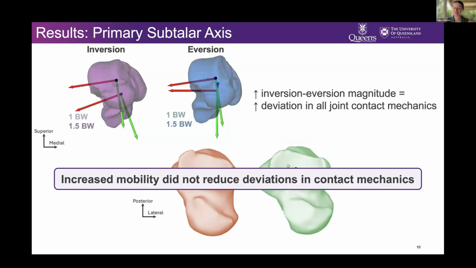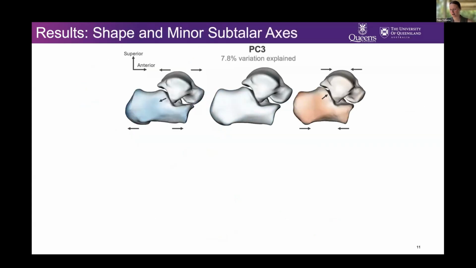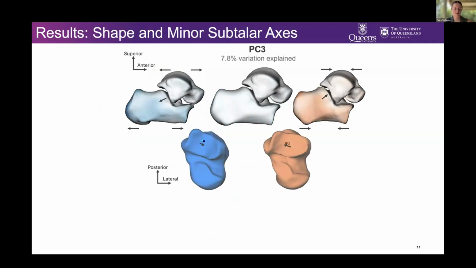As I mentioned, contrary to what we thought, our increased mobility did not reduce the deviations in our contact mechanics. And despite our primary inversion-eversion being our predominant predictor, we did find that shape had some contributions to our final models. Our principal component 3, which accounted for about 8% of our variation, also predicted how much people change. Participants closer in shape to the blue bone, so a longer calcaneus and talus and a less curved calcaneal posterior facet, predicted less deviation, whereas participants close to the orange bone predicted a larger deviation.